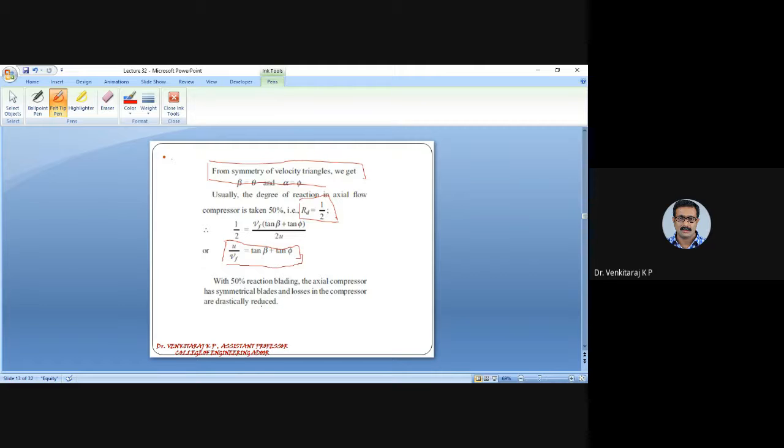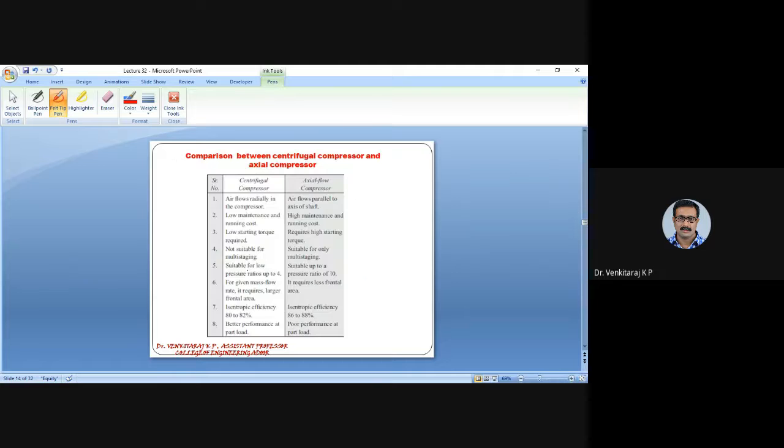So this is how the degree of reaction is defined. And here you can see some comparison given between centrifugal compressor and axial flow compressor.